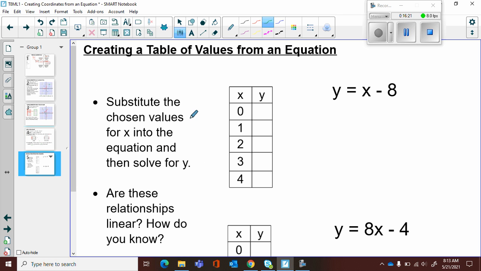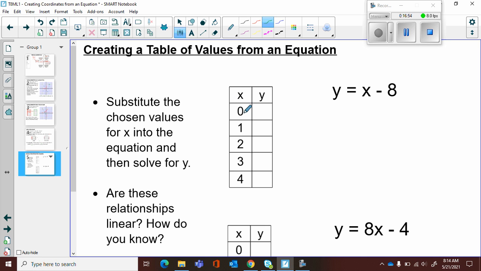So finally, we're going to look at how we create a table of values from an equation. We can take an equation and actually pull ordered pairs from it, and then we can graph it onto a graph. The way that we do that is we substitute chosen values of x into the equation and solve for y. So we can just pick any random numbers for x, anything we want at all, and we can put those into the equation and figure out what y would be.